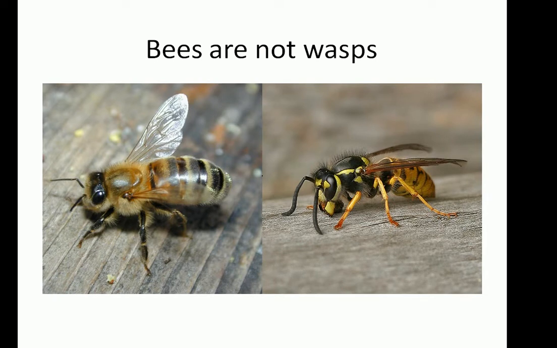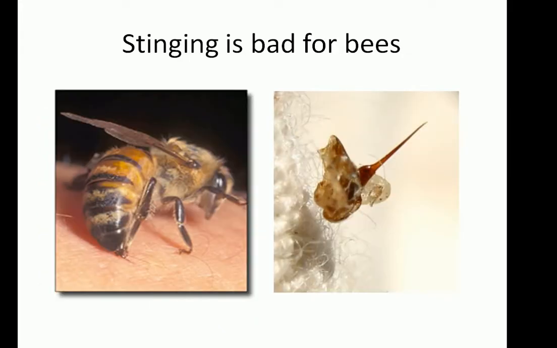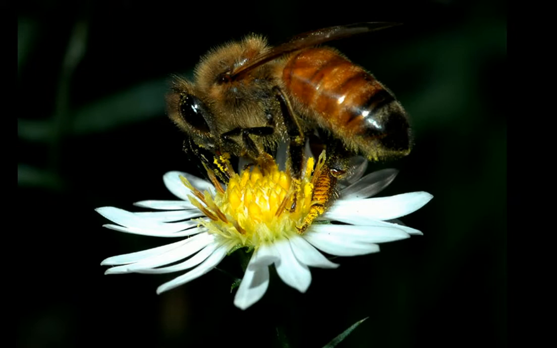How do we differentiate bees and wasps? Bees are fully vegetarian, wasps are carnivores. Then, not all bees are the same, because the left side panel is the honeybee and the right side panel is the bumblebee. Stinging is bad for the bees because after one sting they detach the abdomen and ultimately die, therefore stinging is bad for the honeybee. This is a very important picture of the presentation. The bees are actively participating in pollination.